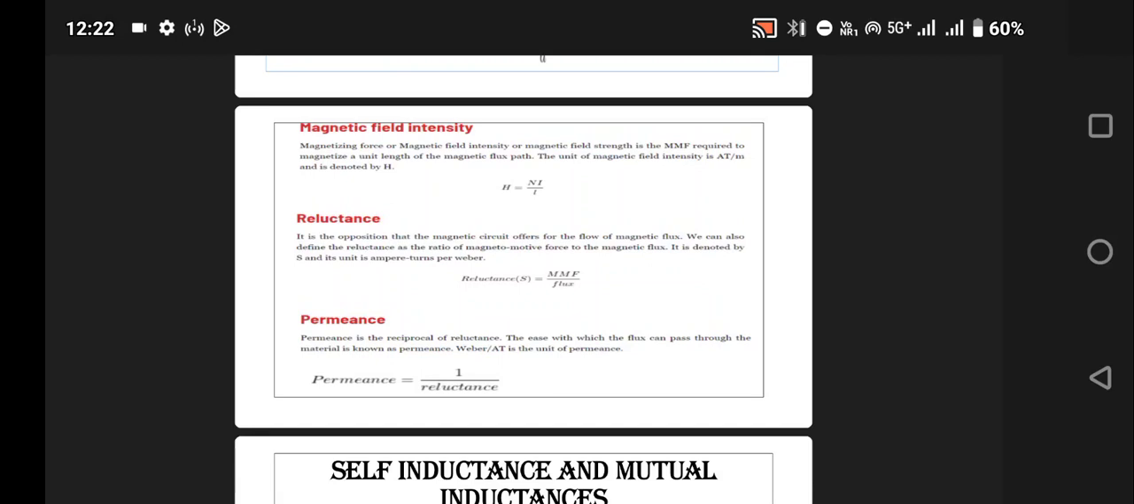The next definition is permeance. Permeance is the reciprocal of reluctance. The ease with which the flux can pass through the material is known as permeance. The unit is Weber per ampere turn. The permeance is equal to 1 divided by reluctance.